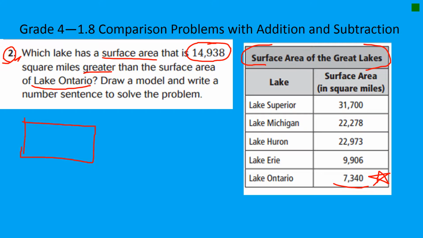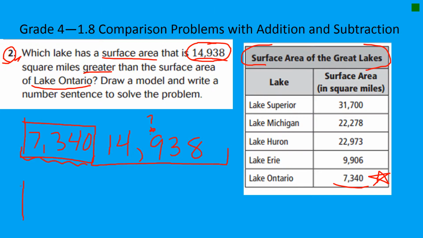I'm going to put that 7,340. Okay, and let me look back up here. It has a surface area that is that much greater than. So that's kind of like the mystery. Okay, which lake is that? Or which part of a lake is that, I should say. Okay, we do know that it's 14,938 square miles greater than the surface area of Lake Ontario.